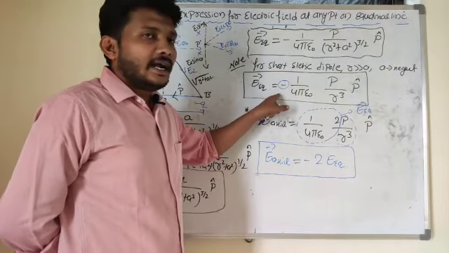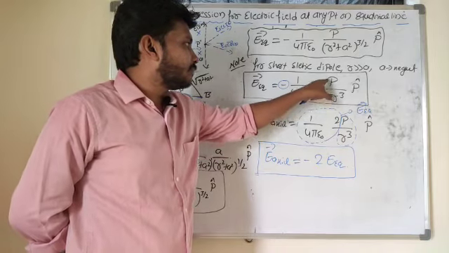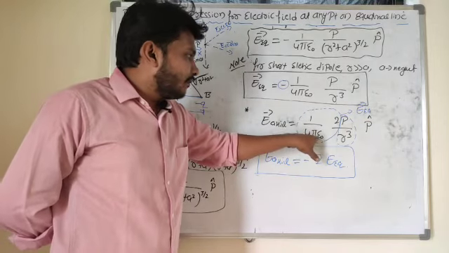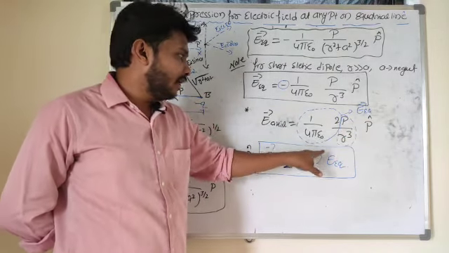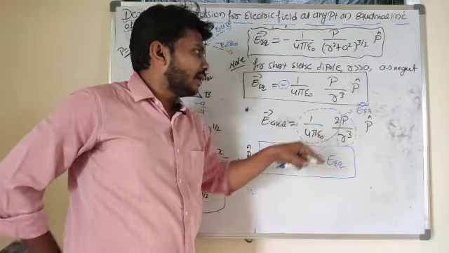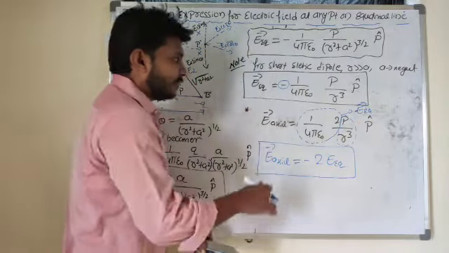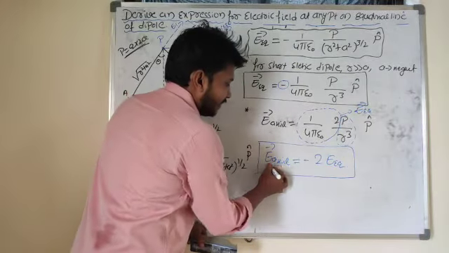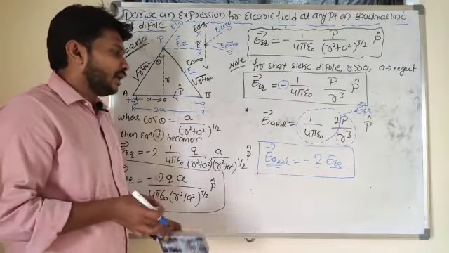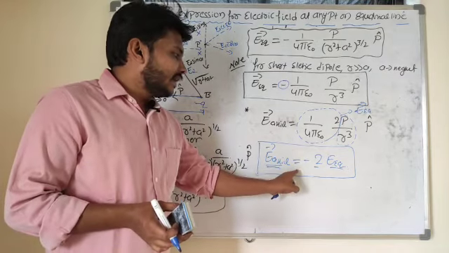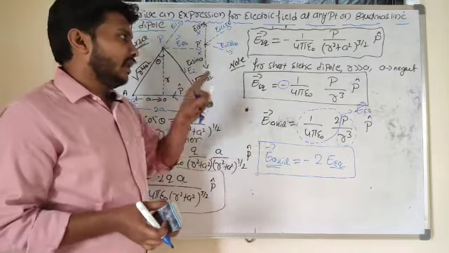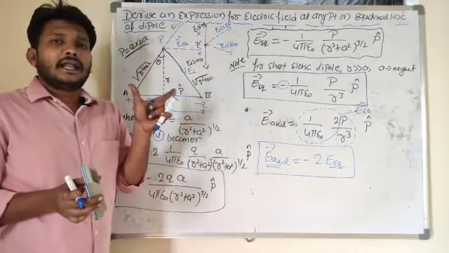Look here, electric field at equatorial line is minus 1 by 4 pi epsilon naught p by r cube into p cap. Electric field at axial line is 1 by 4 pi epsilon naught 2p by r cube. Here 1 by 4 pi epsilon naught p by r cube, shall I write it as minus E equatorial? Then electric field at axial line is 2 times the electric field at equatorial line. Did you get my point? Electric field at axial line is equal to minus 2 times electric field at equatorial line. So this is about the electric dipole.